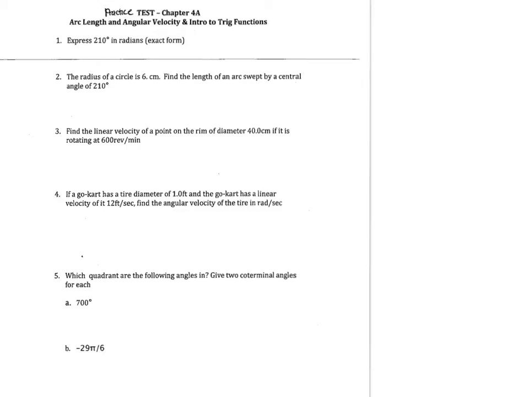These are the solutions for the practice test. So, 210 degrees in radians. Hopefully we have some sense of the unit circle now. So we're going to visualize, here's 180, here's 210, right? So that's the same as 7 pi over 6. And if you don't see that from the unit circle, then you could always do 210 degrees.